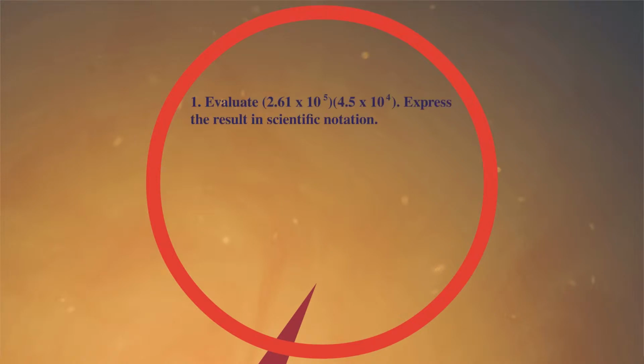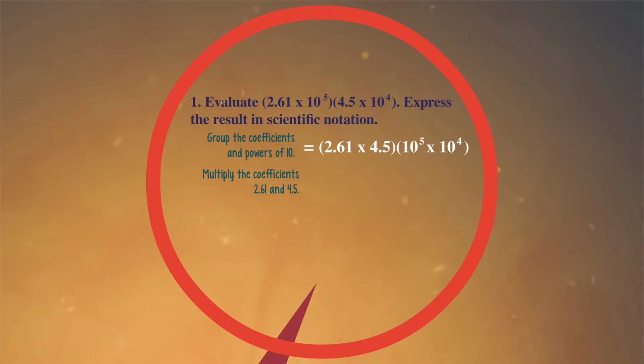Evaluate the product of 2.61 times 10 raised to the 5th power and 4.5 times 10 raised to the 4th power and express the result in scientific notation. Following the steps we discussed, start by grouping the coefficients in powers of 10. We just combined 2.61 and 4.5, then 10 raised to 5 and 10 raised to 4, and we have the product of 2.61 and 4.5 times the product of 10 raised to the 5th power and 10 raised to the 4th power.